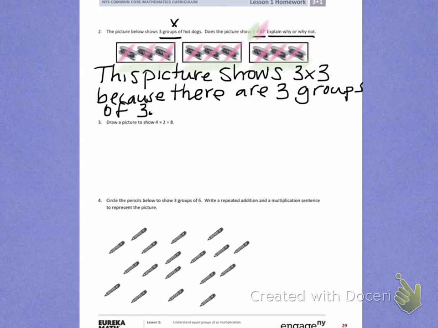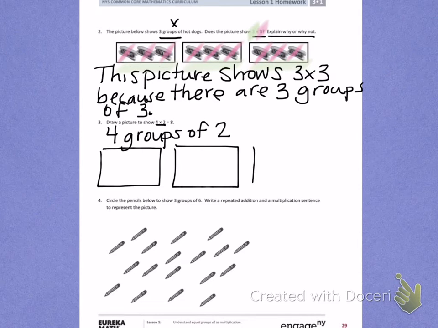Number 3. Draw a picture to show 4 times 2 equals 8. When I think of 4 times 2, I need to think of the word groups of. So what I'm trying to draw a picture of is 4 groups of 2. I can start by just simply drawing the outline of 4 groups.